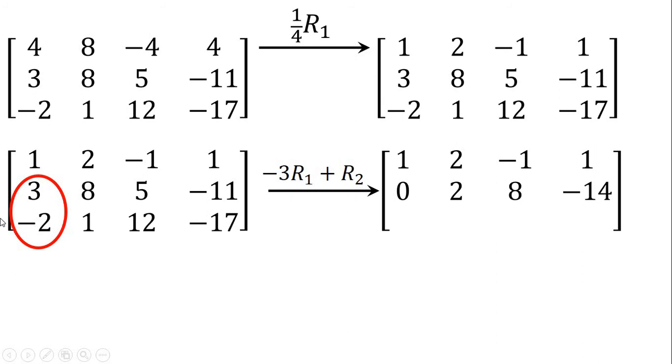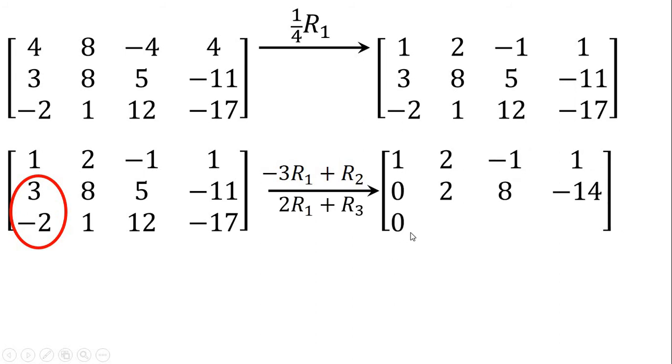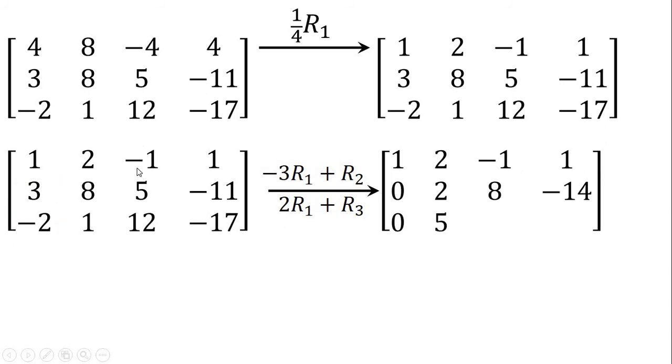So what I can do is use row 1, this 1 here, multiply that by positive 2 and add the first row to R3. So I will get 2 times 1 is 2 plus negative 2 is a 0, and that's our goal. Then I have 2 times 2 is 4 plus 1 is 5. 2 times negative 1 is negative 2 plus 12 is 10. 2 times negative 7 plus negative 17 is negative 15. That's it. And after that, we need to obtain a 1 here.